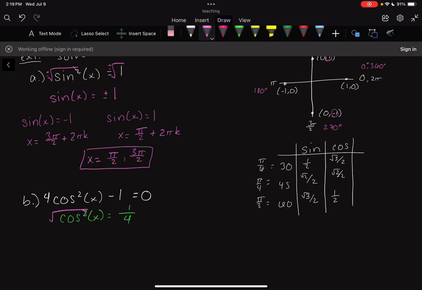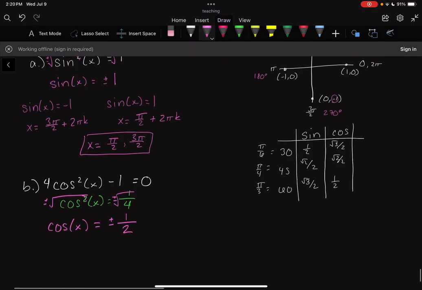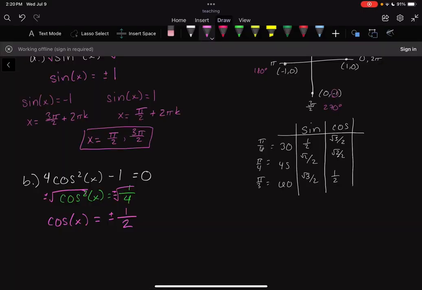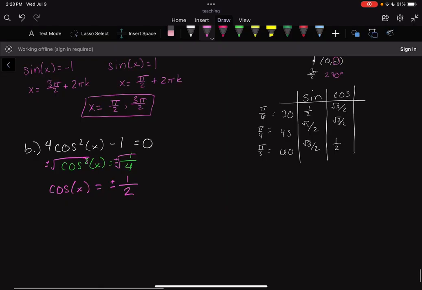Now we square root both sides. Be careful because this is plus or minus. So this will now become cosine x is equal to plus or minus the square root of 1, which is 1, and the square root of 4 would be 2. So again, I'm going to split this into two equations. Cosine x equals negative 1 over 2, and then cosine x equaling positive 1 over 2. I'm just splitting it up because of that plus or minus.